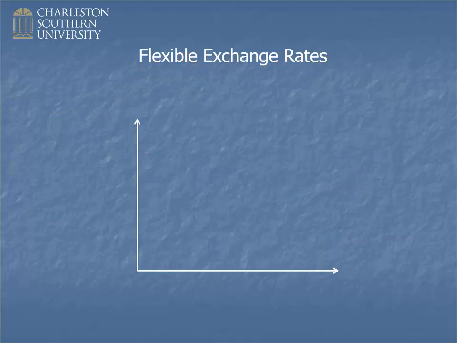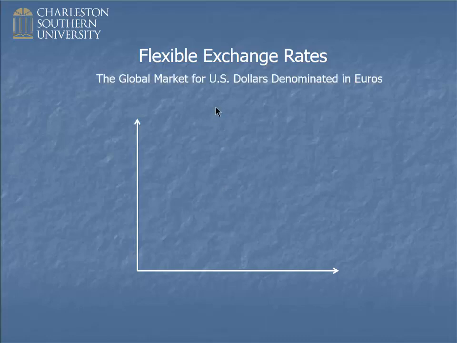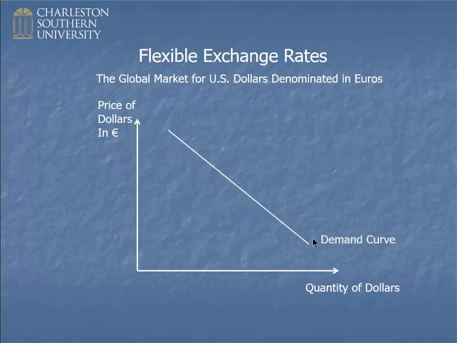Let's look at how flexible exchange rates could be illustrated with supply and demand. First you have to think about, on this price axis, how are we going to price dollars? The way we do it is we price dollars in some other currency. In this particular example, it's in euros. So this is the euro price of US dollars, and this would be the demand curve for US dollars. When the euro price of US dollars is really high, people won't buy very many dollars because they're expensive. On the other hand, if the euro price of US dollars was really low, people would buy lots of them.